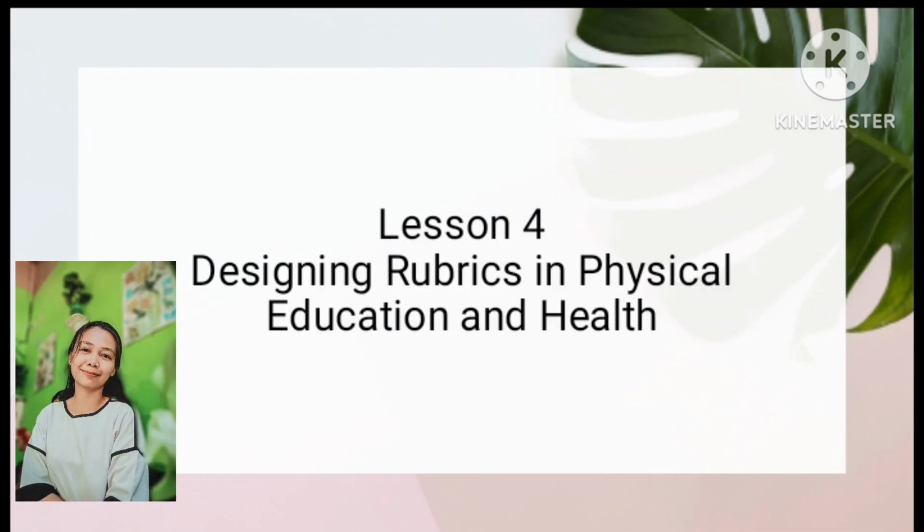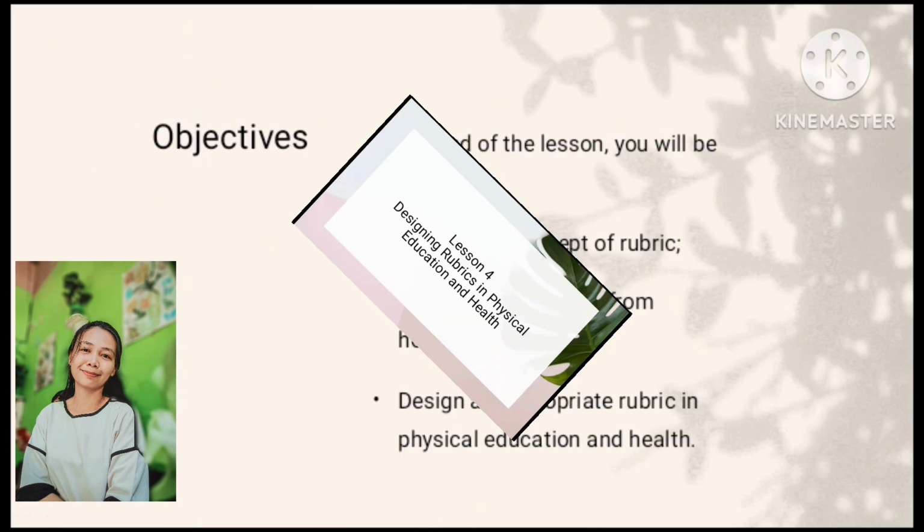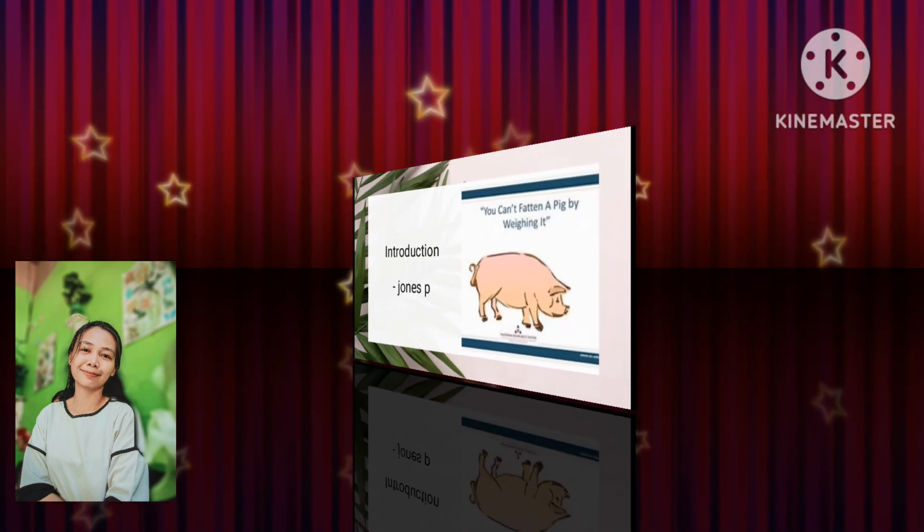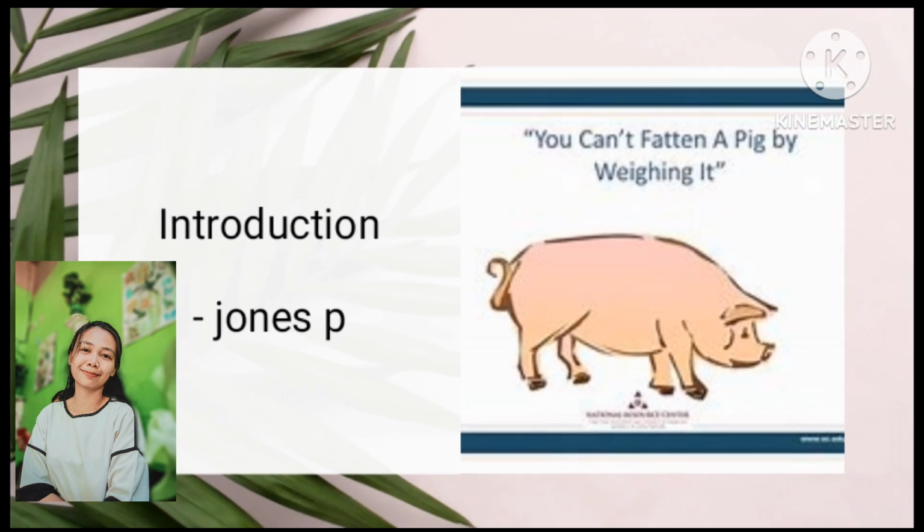Lesson 4, Designing Rubrics in Physical Education and Health. The objectives of this lesson are that at the end of the lesson, you will be able to first explain the concept of rubric, second, differentiate analytic from holistic rubric, and last, design an appropriate rubric in physical education and health.